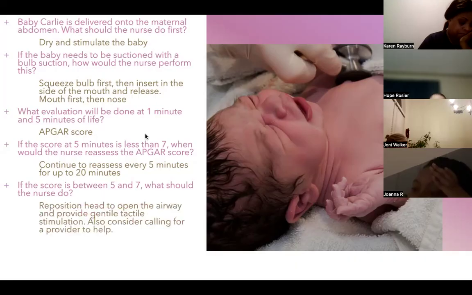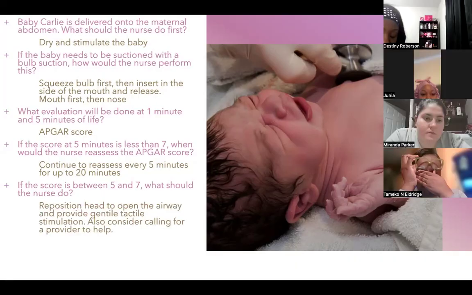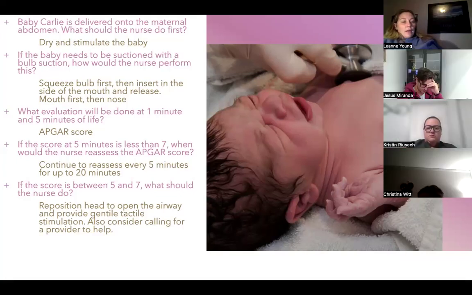We might have to oxygenate. Yeah, we're going to oxygenate. So we're going to reposition the head to open the airway and provide gentle tactile stimulation. We also need to call the provider for help. At this time, we're not necessarily freaking out like we need to do PPV, we need to do chest compressions, like everybody panic. No, we're just going to do our little things that we can do to open the airway and ensure that the airway is patent.